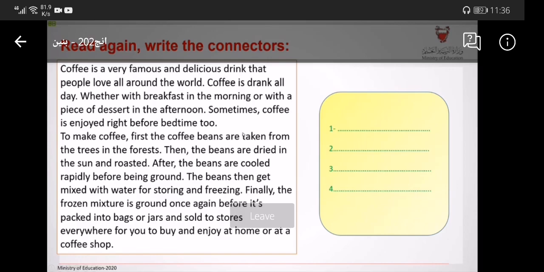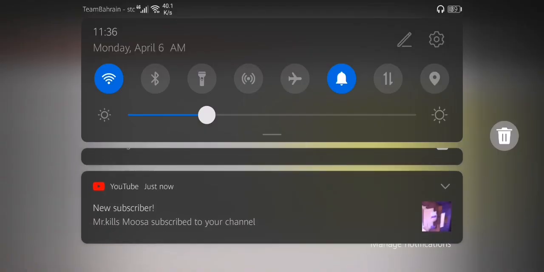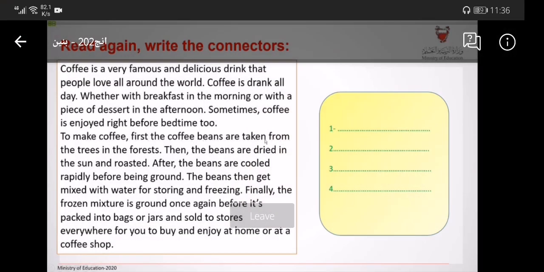And in the second paragraph, we started with the initial and first steps of making the coffee. Of course, we use connectors to make coffee. First, the coffee beans are taken from the trees in the forest, and then we added the other connector. Then we can also say secondly. We can use different connectors, but we can't use finally or first for anything other than the last step.